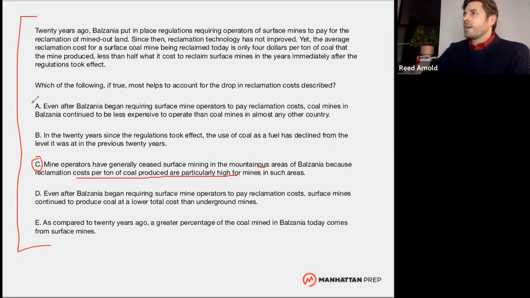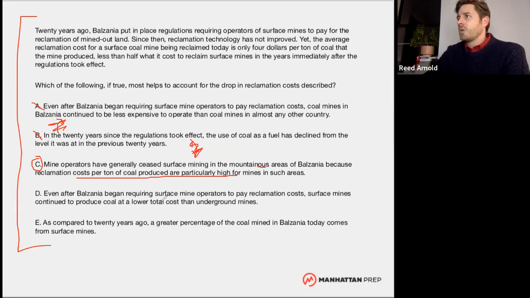I don't really care about Balzania's surface mines compared to other countries' surface mines. I want to know why in Balzania the cost of reclaiming has been cut in half. I don't care why the use of coal has declined. Okay, why is it cheaper to reclaim mines than it used to be? In order to justify B, you'd probably have to make a leap to get to A. Don't make the leap to get to C, just choose C.